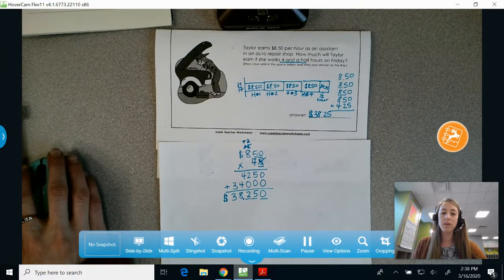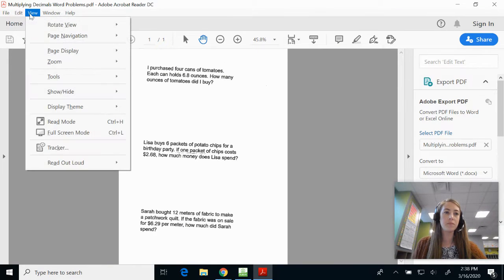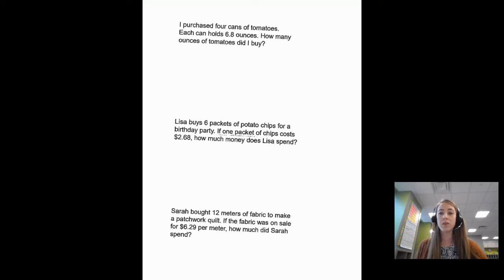Okay, so your work that you're going to do on your own today is just 3 problems. So you can pause the video now and you can read those problems and show your work on your paper. Remember, you can use a bar model or you can solve in a way that makes sense to you.